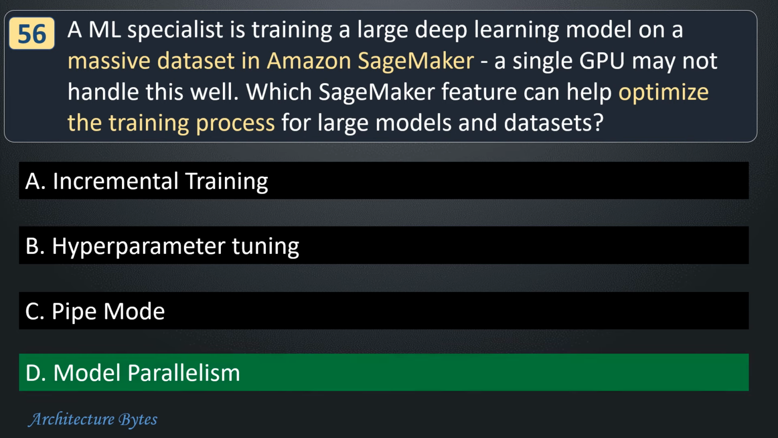Option D, model parallelism, is the right answer here. It splits a large model across multiple GPUs or instances, allowing each GPU to process a portion of the model. Incremental training is useful for updating a model with new data. Hyperparameter tuning optimizes the model's performance by trying different combinations of hyperparameters. And pipe mode is a feature for streaming data and efficient data management during training.